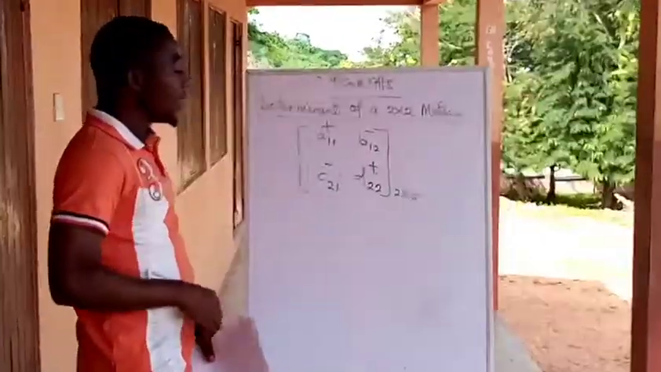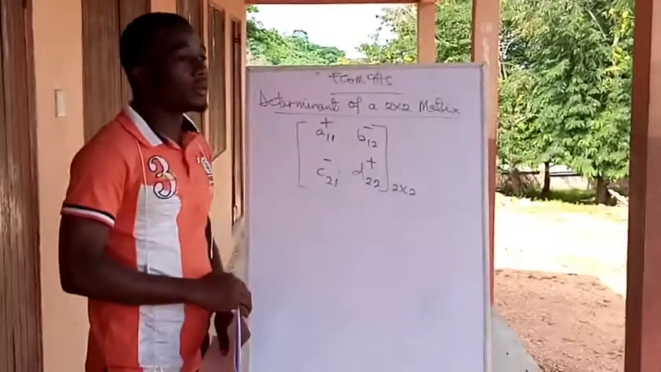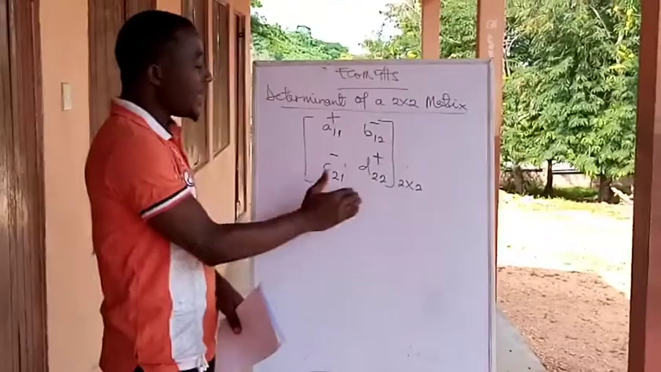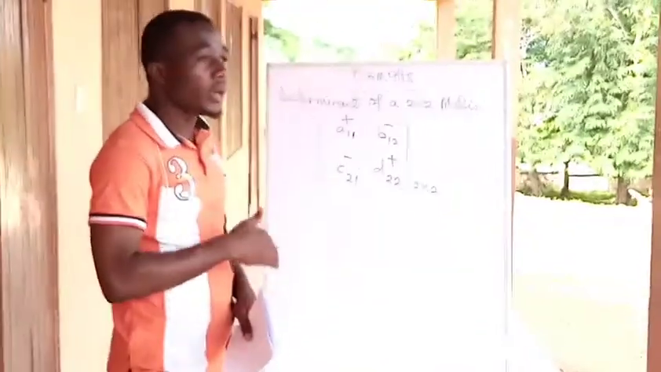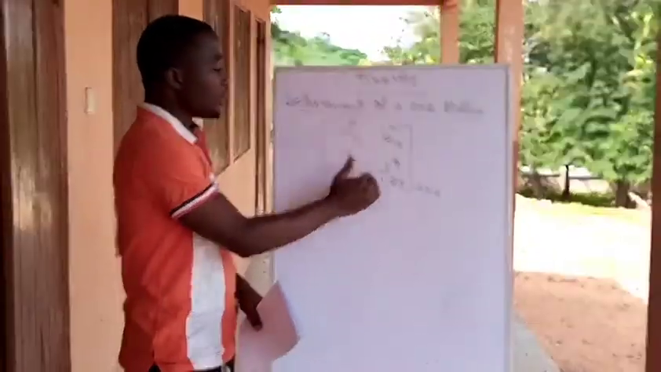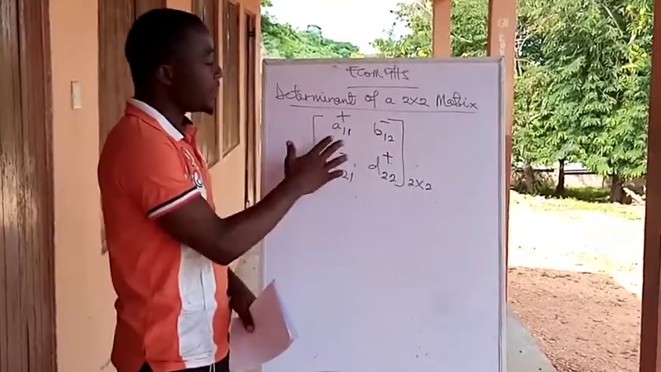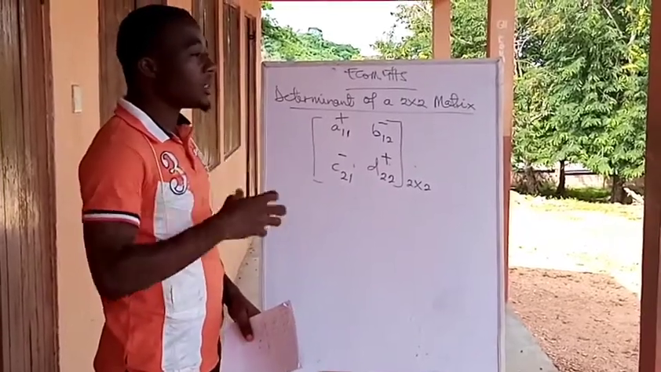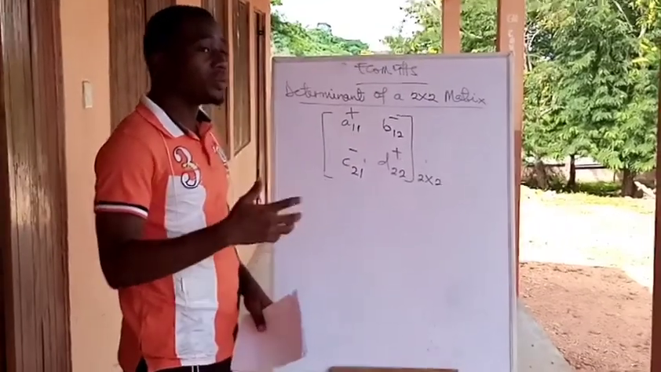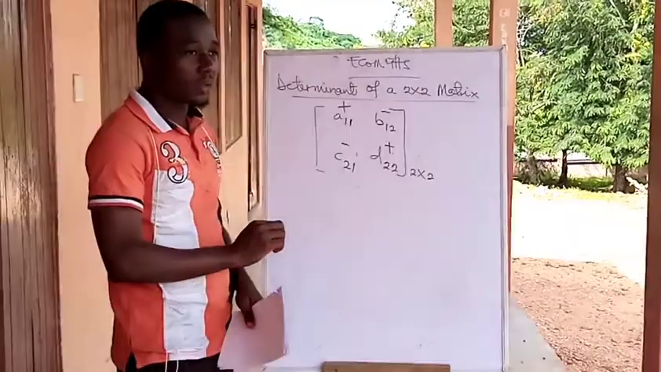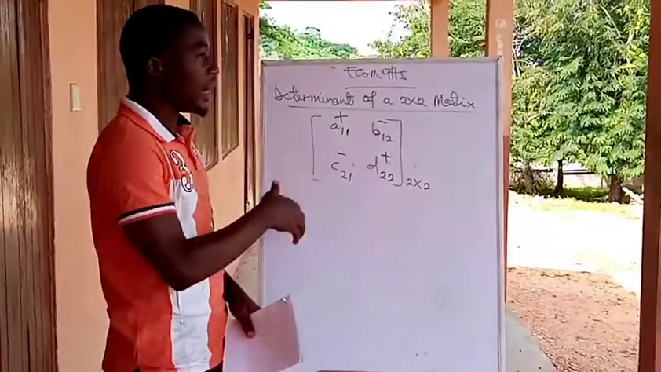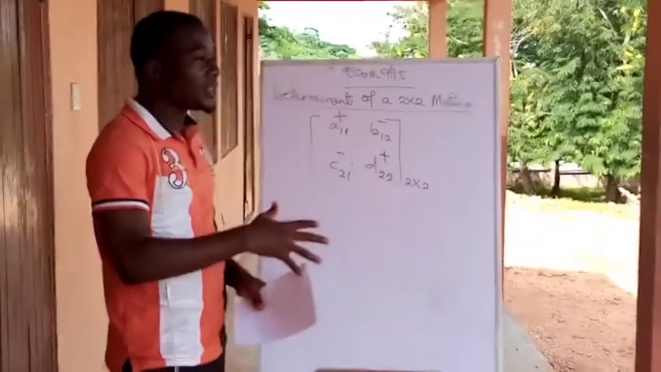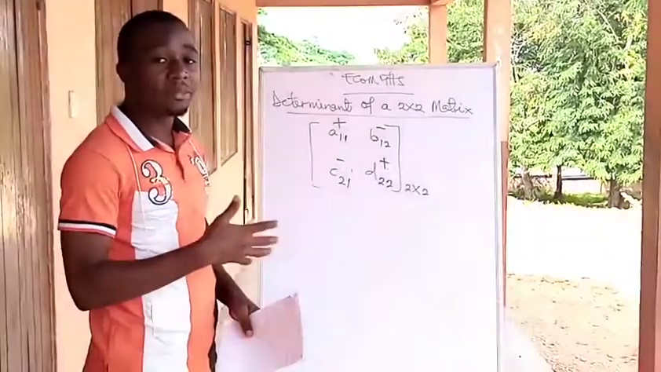Now, in order to find the determinant of this matrix, the simple thing you need to do is to multiply the elements on your main diagonal, or the principal diagonal. On our principal diagonal here, we have the elements A and D. Then you subtract the multiplication of the elements that are not on the main diagonal, which in this case are B and C. So you subtract BC from AD, and that becomes your determinant.